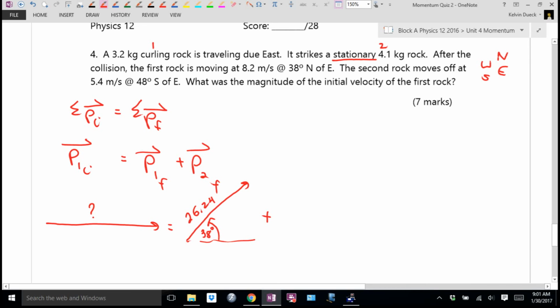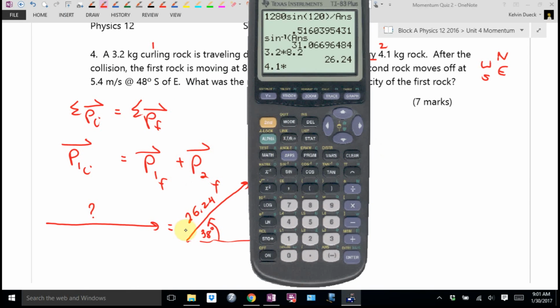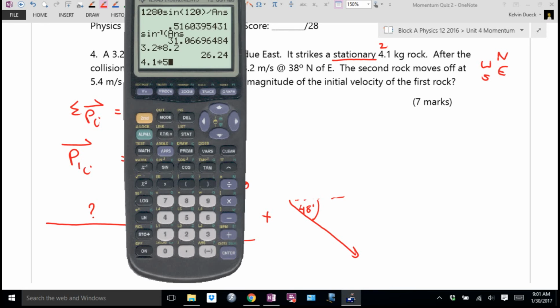That's a mistake. The second rock moves 48 degrees south of east. South of what? South of east. So I'm going to go east. I'm going to go south of east 48 degrees. And it's going to have a momentum of 4.1 times 5.4. 22.14?